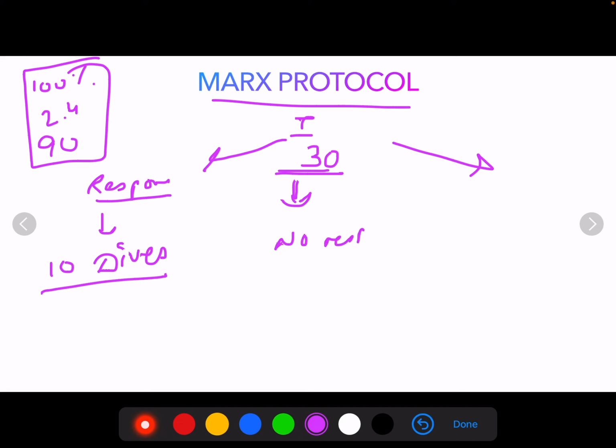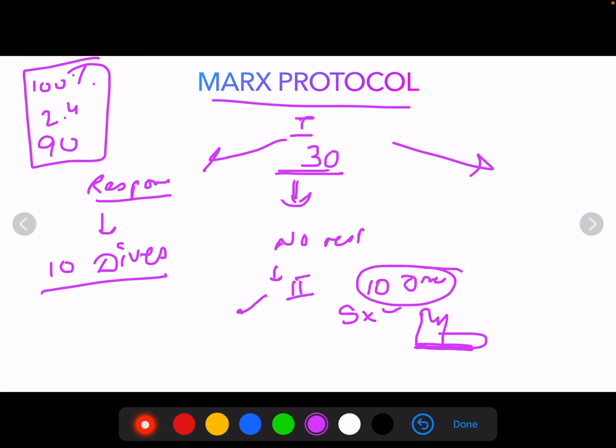for no response, we go for stage 2. In stage 2, if response occurs, we give additional 10 dives, and after giving them or during them, we perform the surgery while maintaining the inferior border. So if this is the mandible, we perform the surgery maintaining the inferior border, and 10 dives are given. If still there is no response, we stop this HBO therapy.